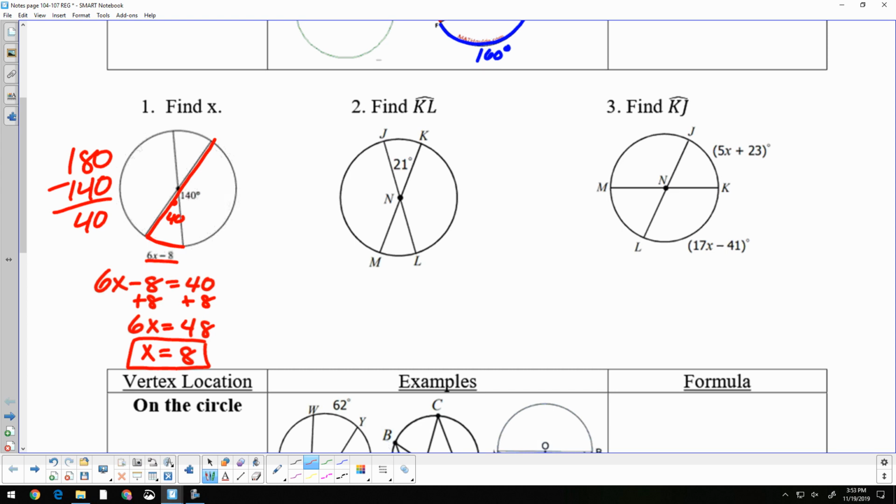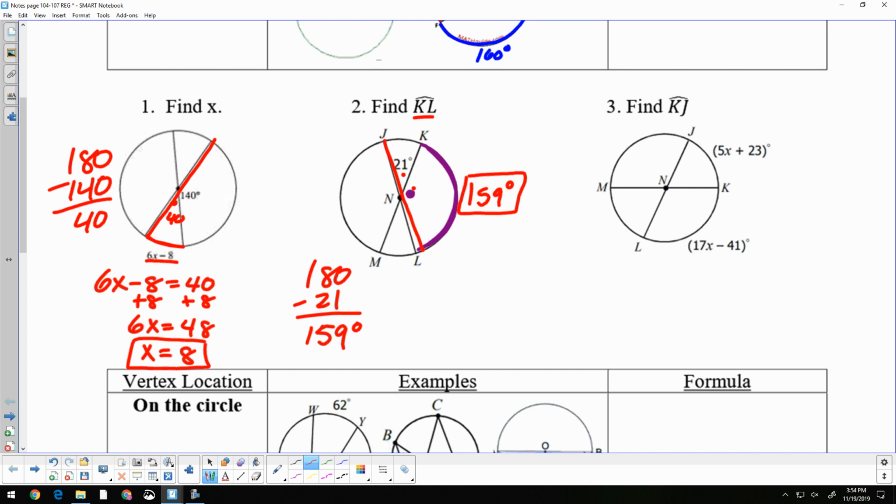Number 2, it asks for the measure of KL. So I'm looking for this arc length, KL. And remember, the angle is equal to the arc. So if I can find this angle, then I know it's the same as this arc. So again, this one, we have a straight line, so these two angles have to add up to 180. So 180 minus 21 ends up giving us 159. So this arc here is 159, which is arc KL, which is what we're trying to find.